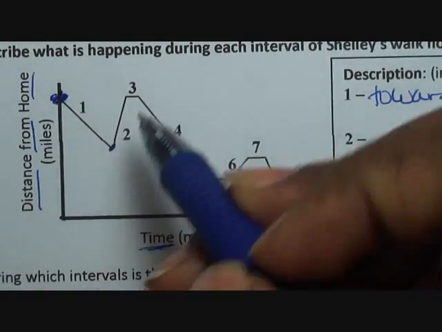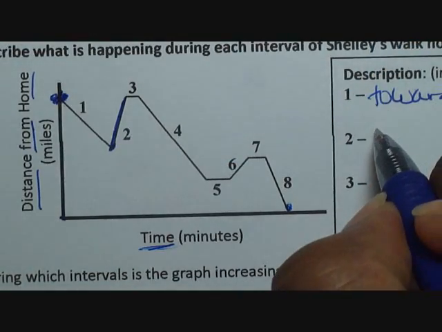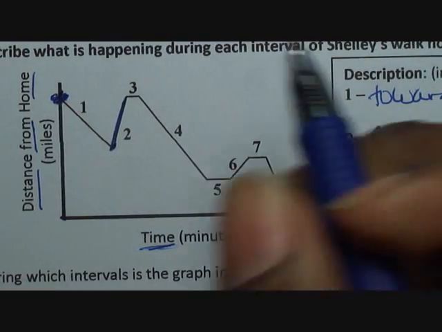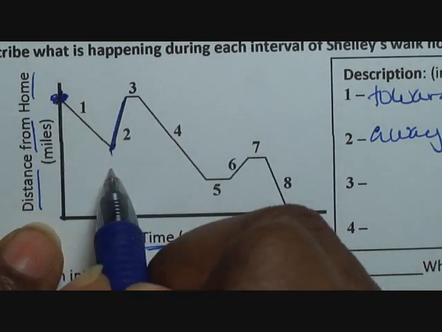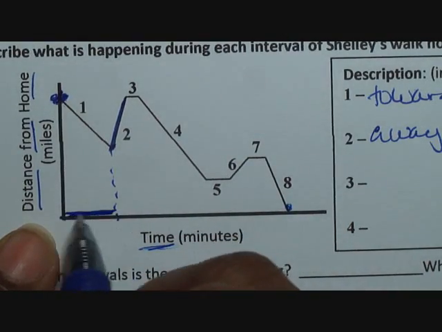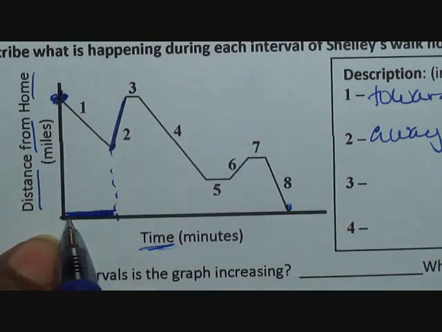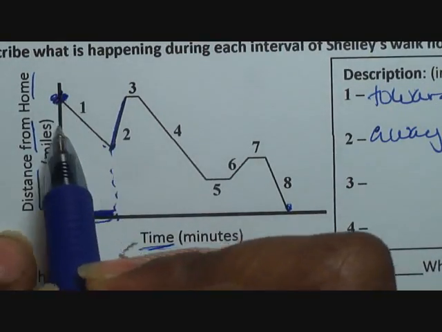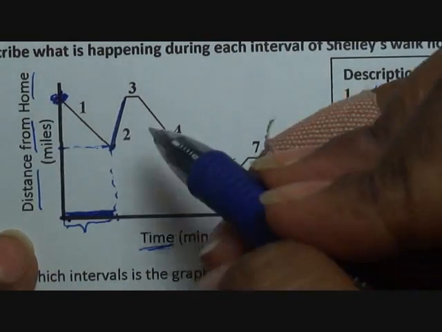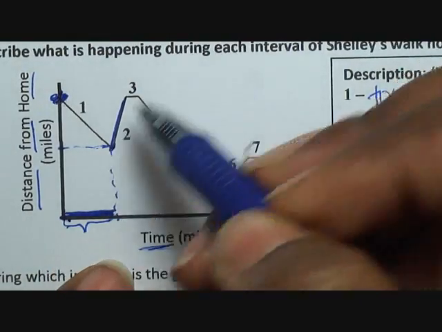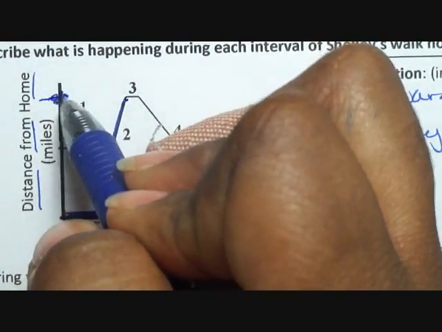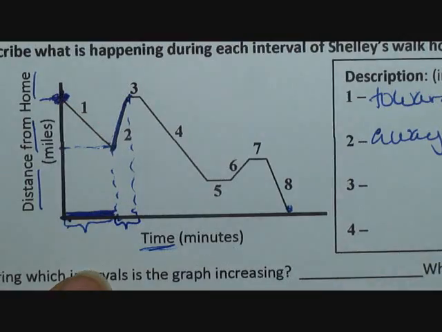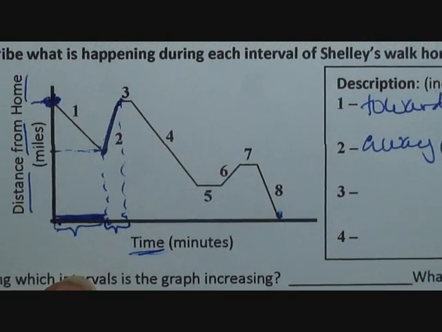So once she gets to interval 2, which is from here to here, I see that she is going away from home, and I'm going to say quickly. And I can compare this because it took her this much time to travel from here to here. But then when she started going away from home, she actually traveled that same distance because she's back up here, but she did it in way less time. So that's how I know that she's traveling really quickly.